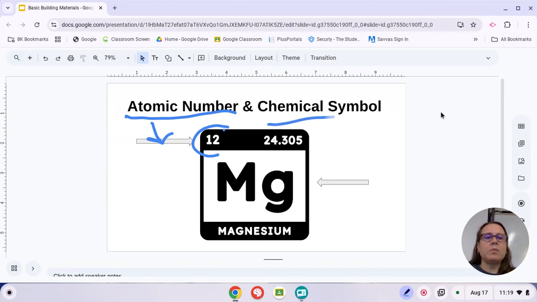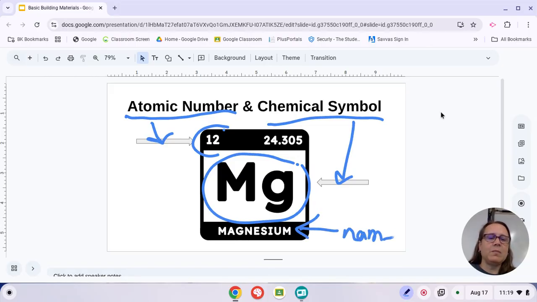The chemical symbol is this right here. Chemical symbol just means the abbreviation. Some periodic tables don't have the full written out name of the element. Some just have the symbol. Some of them do have the name. The periodic tables you will get in class will have the name as well. But it's a good idea to get familiar with the symbols themselves. Makes it a little faster and easier to find what you want on the periodic table.